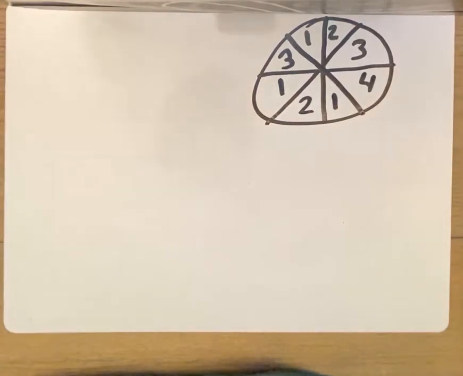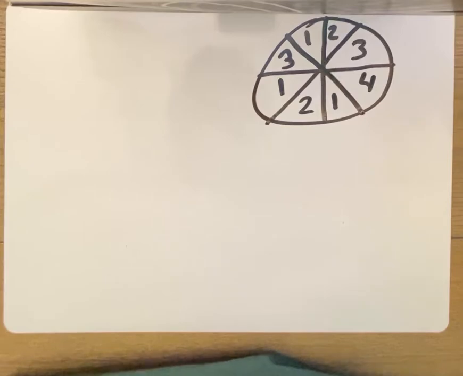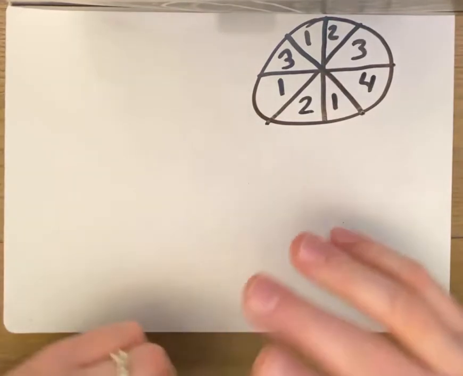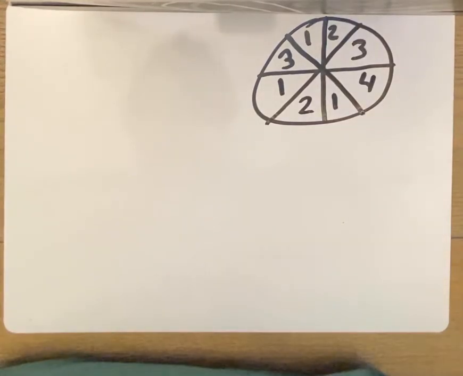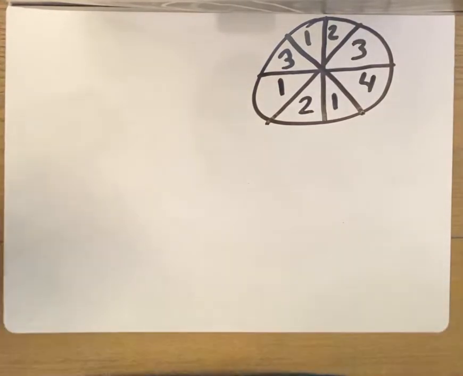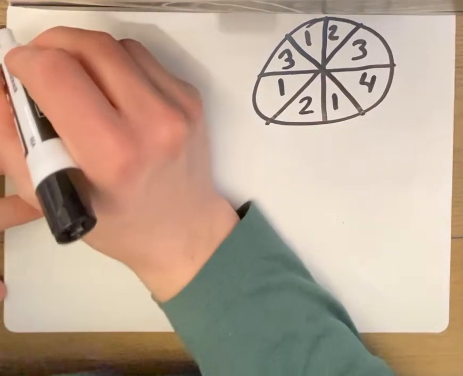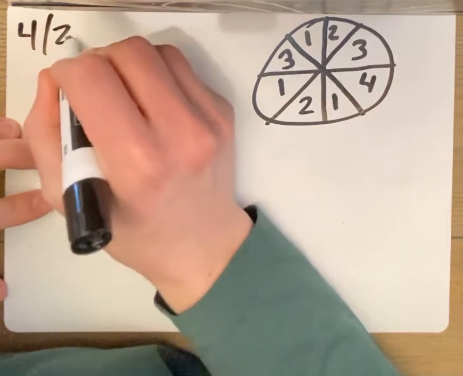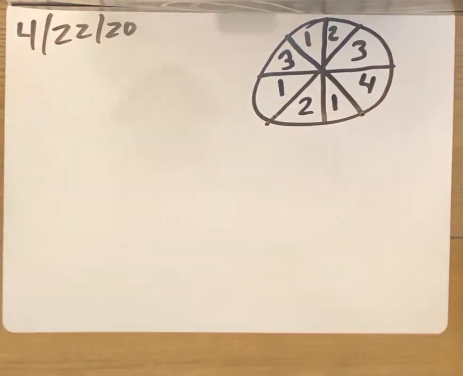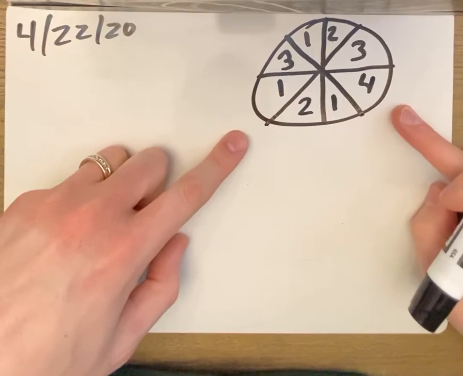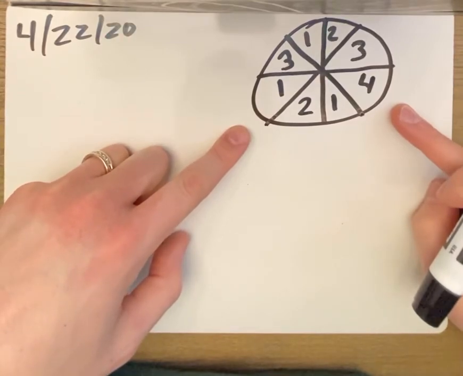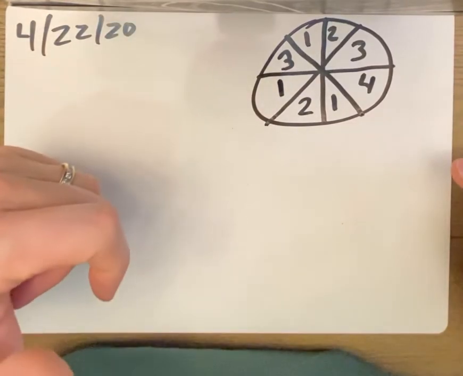As you can see, I already drew our spinner. Today we are calculating probabilities for chance experiments with equally likely outcomes. That was a whole mouthful, but let's move on. Today I'm going to work on number 2 in your packet. Today is April 22nd, 2020. I drew our spinner already to save us some time, because I know you don't want to watch me draw a spinner.